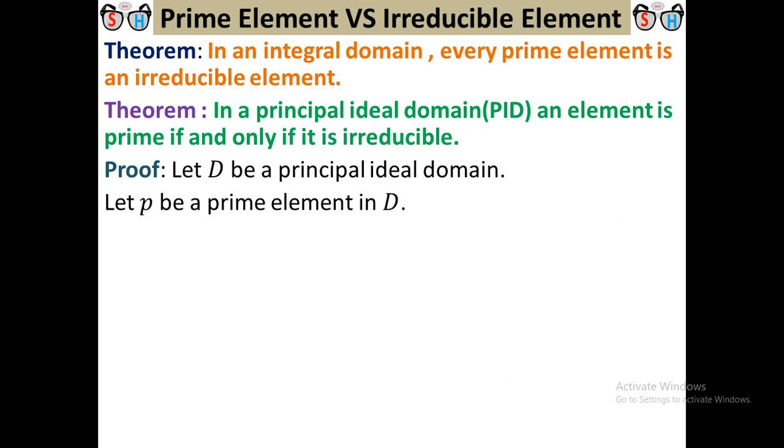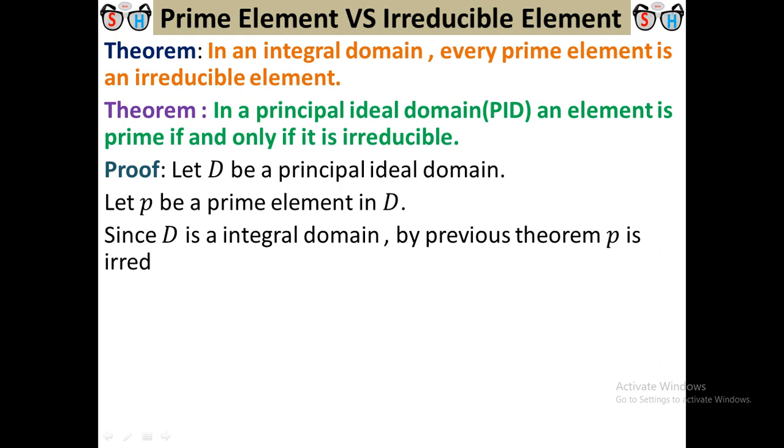Okay. So here we take, let D be a principal ideal domain and we consider P to be a prime element in D. So you have to show that P is an irreducible element. You see that since D is a principal ideal domain, it is obviously an integral domain from the definition of principal ideal domain. Here P is a prime element in an integral domain. So from the previous theorem, in an integral domain every prime element is an irreducible element. So since P is prime, P must be irreducible by the previous theorem.